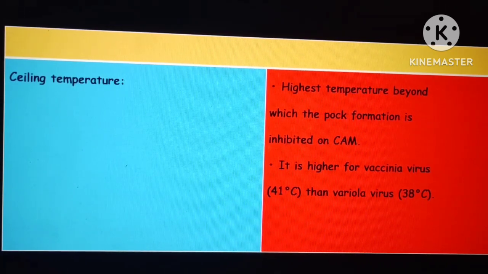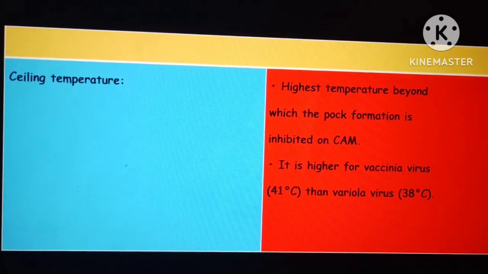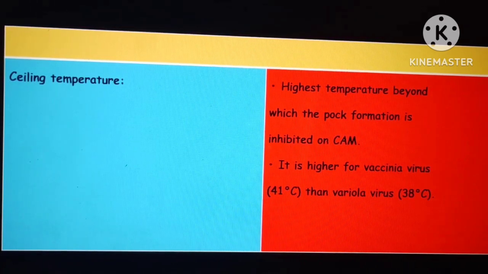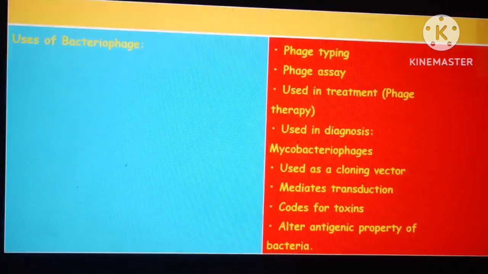So ceiling temperature is nothing but the highest temperature beyond which the pock formation is inhibited by the chorioamniotic membrane. It is higher for vaccinia virus, that is 41, whereas for variola it is 38.